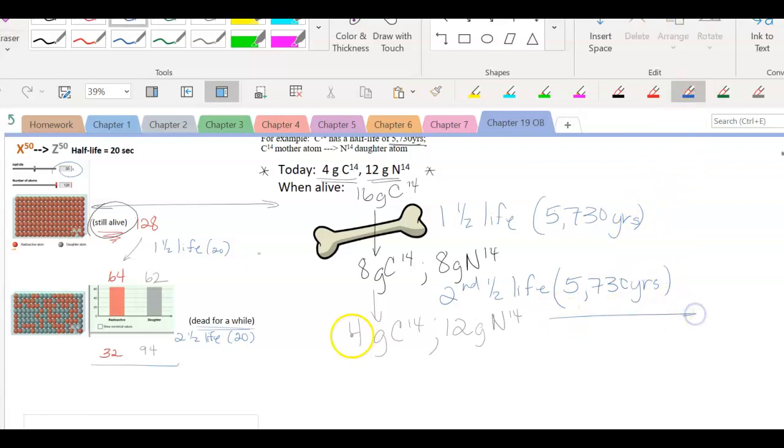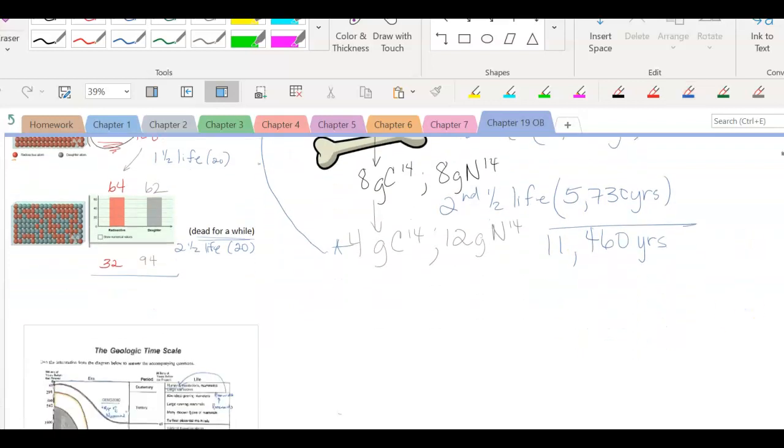And so that is exactly the state that I found my bone in from the chemist, what the chemist told me. So I'm going to add those 2 half-lives together, and my bone is going to be 11,460 years old.